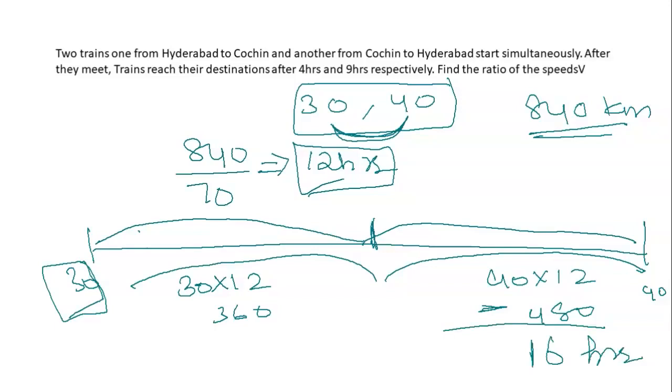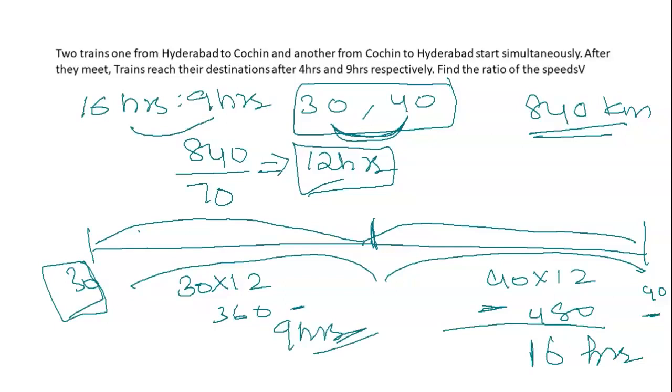Similarly, for this one, to go at 40 kilometers per hour, another 360 kilometers, it takes how many hours? 9 hours. So the time required for them to reach their destination is 16 hours and 9 hours. Now, what is their speed's ratio? Here it is 30-40.